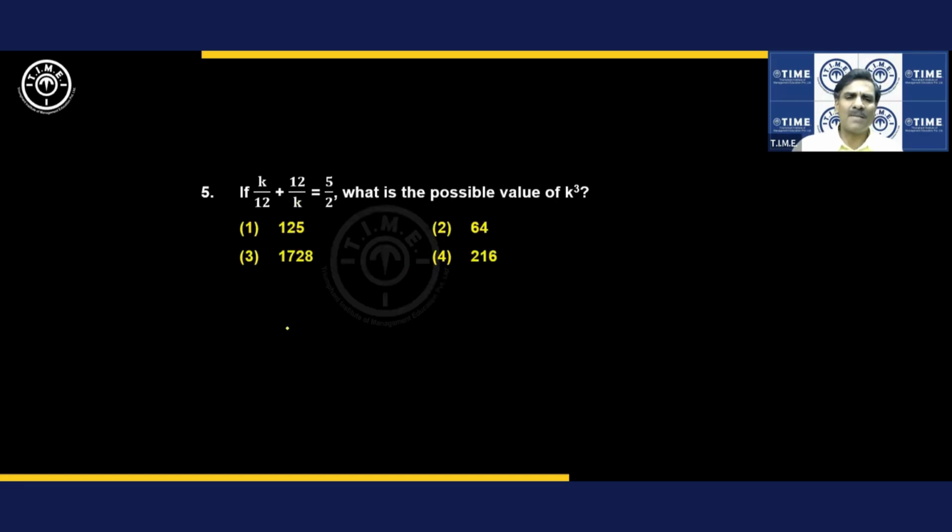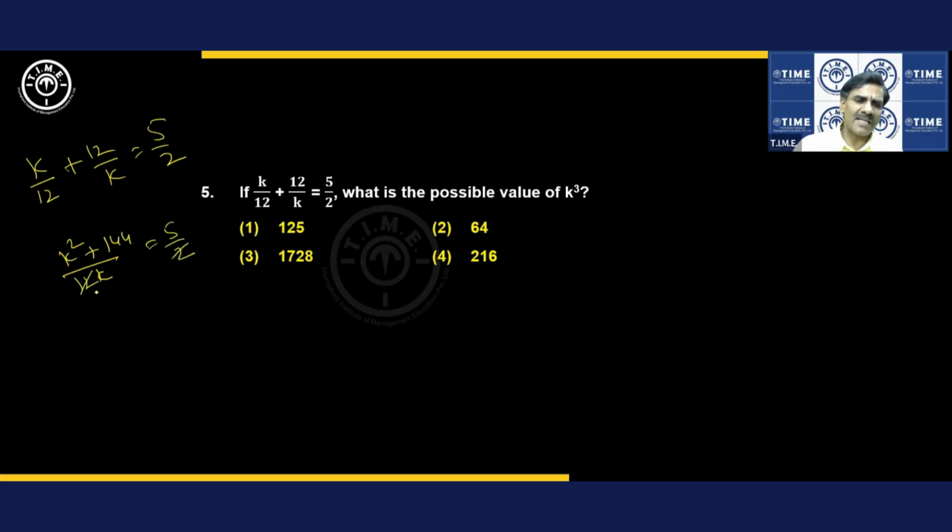If k by 12 plus 12 by k is equal to 5 by 2, then what is the value of k cube is the question. So if you take the LCM for the left hand side part, k by 12 plus 12 by k is given as 5 by 2. Taking LCM 12k, 12 will go k times, it will become k into k, k square. k will go 12 times, it will be 12 square, 144, by 12k, is equal to 5 by 2.